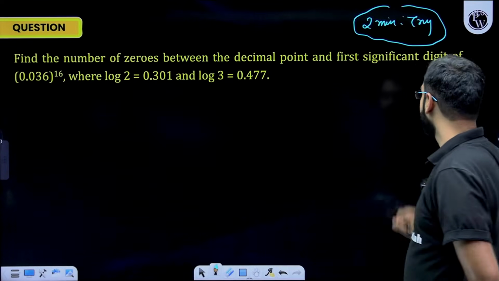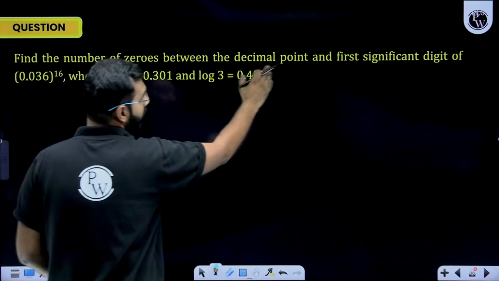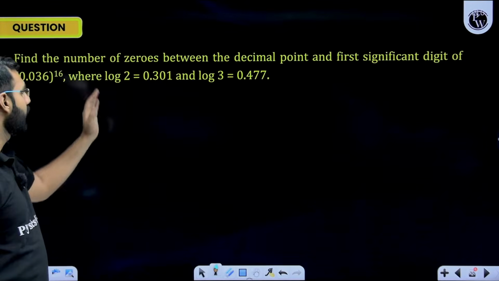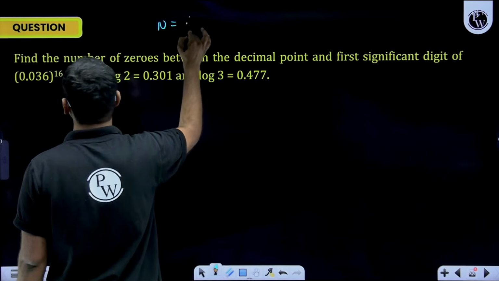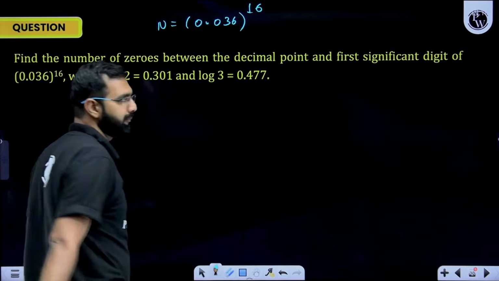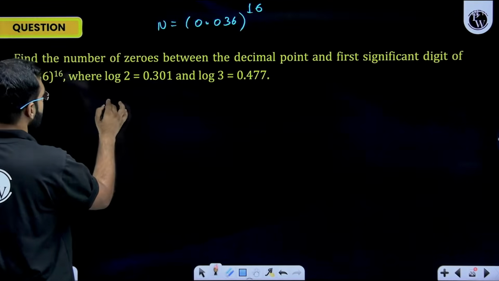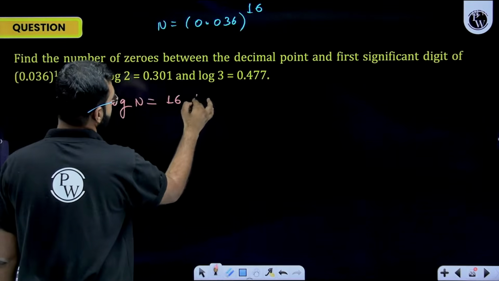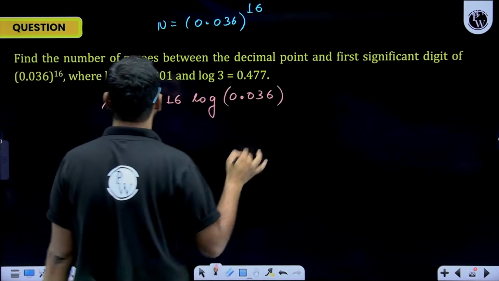Shall we start doing it together? So if I again begin with this question, number of zeros between the decimal point and the first significant digit. I hope you remember the property here of this number where log 2 and log 3 are defined. So let's say the number I'm taking as n equals 0.036 whole raised to the power 16. If I take logarithm on both sides, log n will be 16 times log of 0.036. Comfortably getting it, everyone?